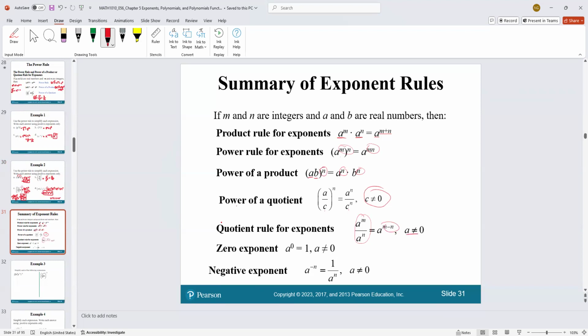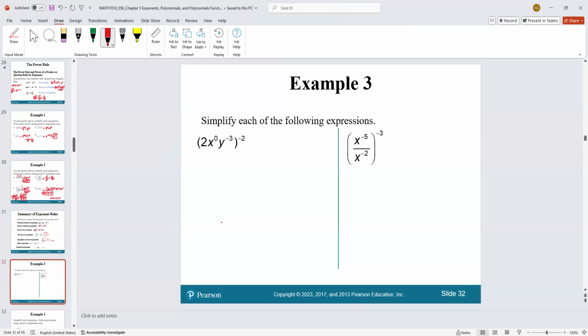We also covered any non-zero number power 0 is equal to 1. We said negative exponent. I strongly advise you to take a screenshot of this slide and save it because this is the summary of all the rules we're going to cover so far. I mean, we will continue to use them even in the next examples we have here.